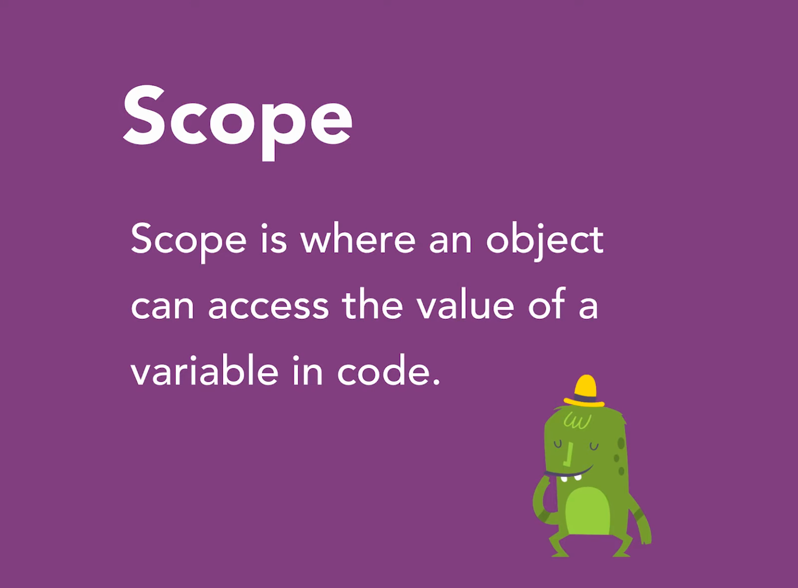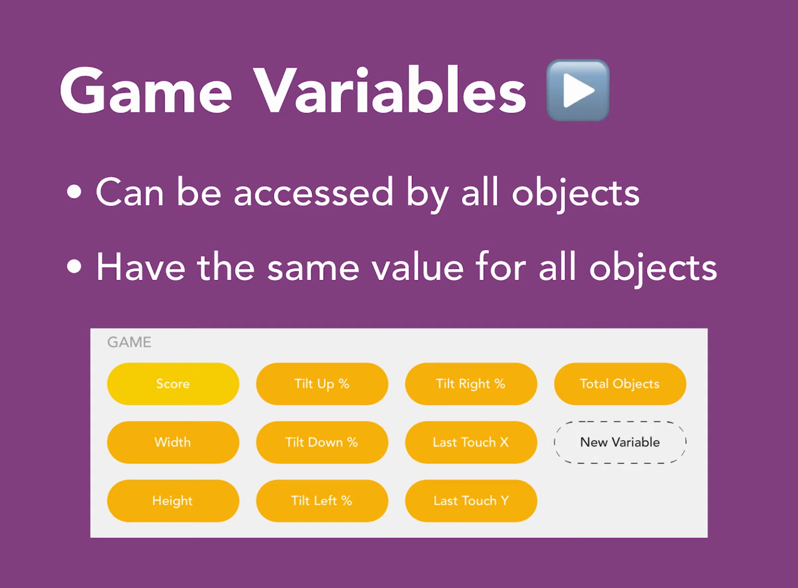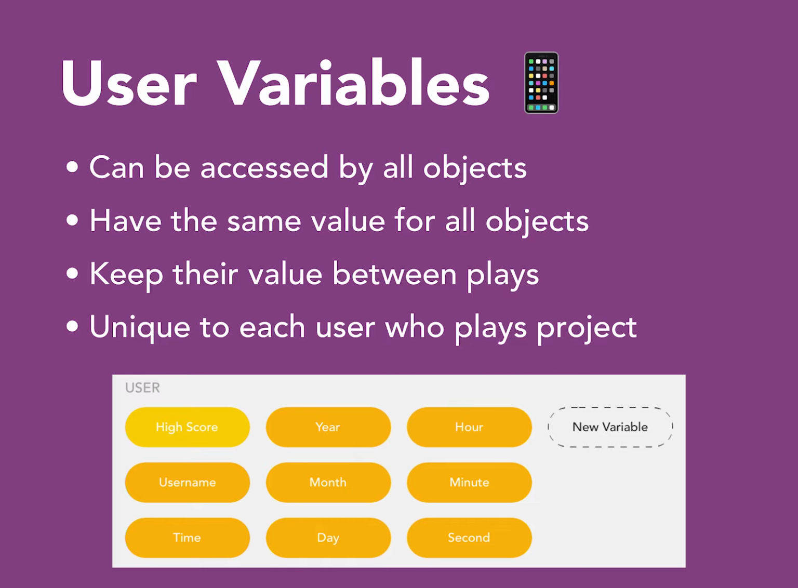Scope is where an object can access the value of a variable in code. In Hopscotch, there are 4 levels at which objects can access the value of a variable. These are user variables, game variables, object variables, and local variables. Game variables have values that can be accessed by all objects in the game, and they are the same value for all objects. User variables are game variables that keep their values between plays of a project, and are unique to each user who plays the project.